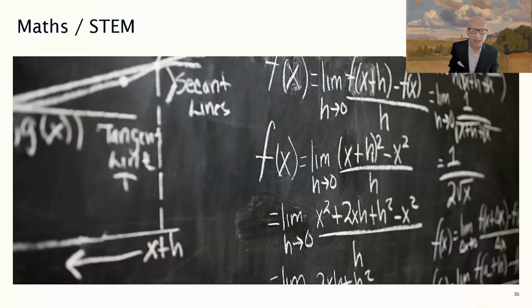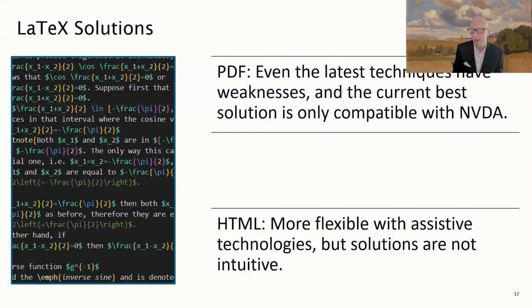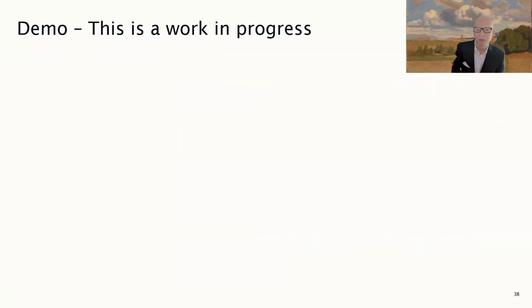Maths and STEM content is quite a challenge for digital accessibility. And LaTeX is a math typesetting system notoriously challenging to make accessible. And while programs exist to convert LaTeX to accessible HTML, none felt particularly intuitive to me. And here's a beta solution I've been working on. This demo is very much a work in progress.